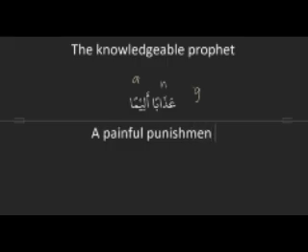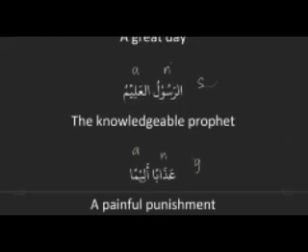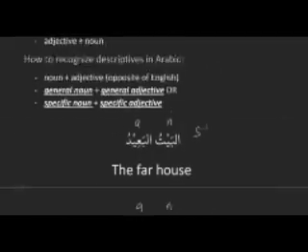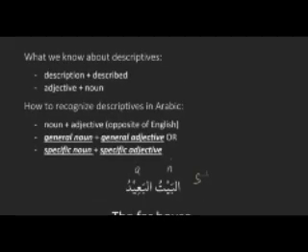Lemon squeezy. Good. So recap: a descriptive is made up of a noun and an adjective, which is opposite of the order of English. And how do you recognize it in Arabic? General noun with general description, or specific noun with a specific description. So general plus general or specific plus specific, and then the first is always a noun, second is always an adjective.